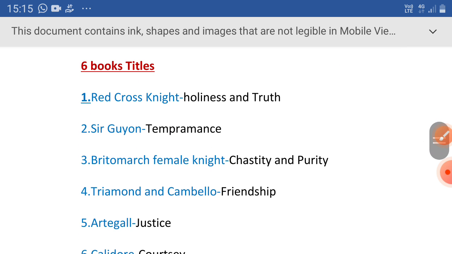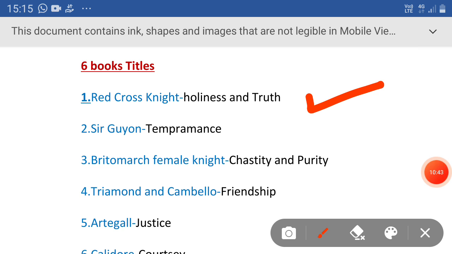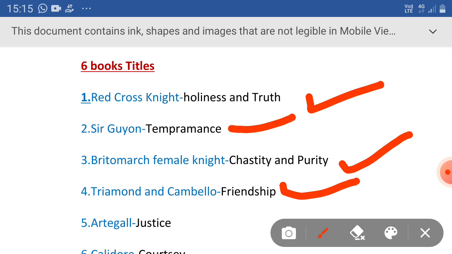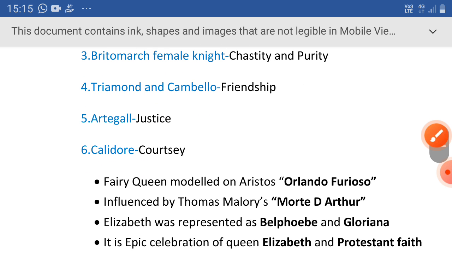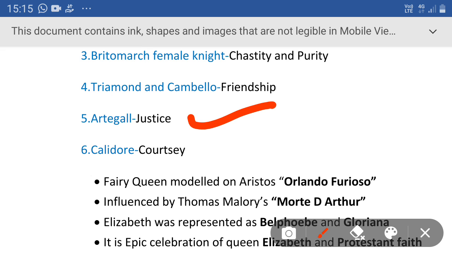In Fairy Queen, there are 6 books which were completed by him, and the titles of these books are: Red Cross Knight, which represents holiness and truth. Second is Sir Guyon, which represents temperance. Third is Britomart, female knight, which represents chastity and purity. Fourth is Triamond, Cambello for friendship, Artegall for justice, and Calidore for courtesy. So these are the 6 titles of books.